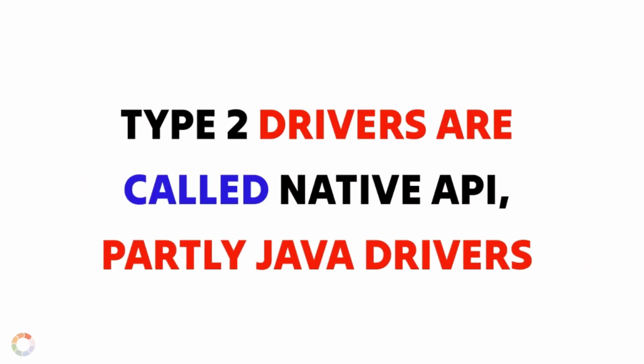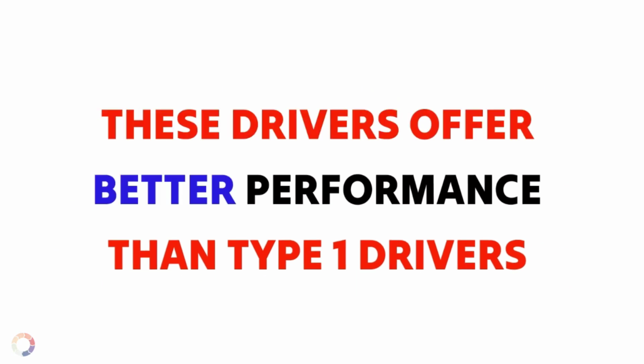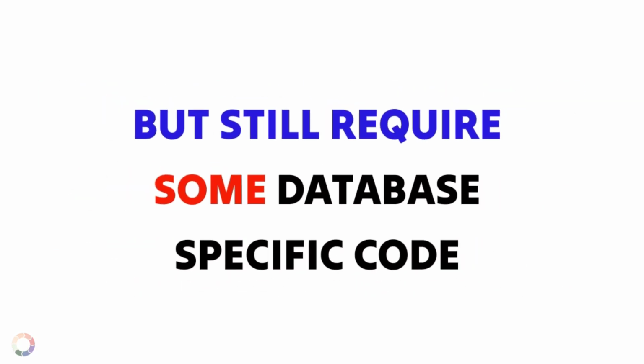Type 2 drivers are called native API partly Java drivers. They use a native API provided by the database vendor to establish the connection. These drivers offer better performance than Type 1 drivers but still require some database-specific code.